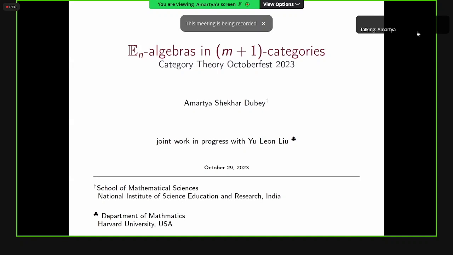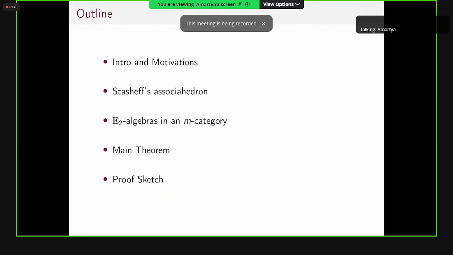It was good. So I'll be talking about E_n algebras in (m+1)-categories. As you can see, this is joint work in progress with Leon Liu from Harvard. And let's begin.